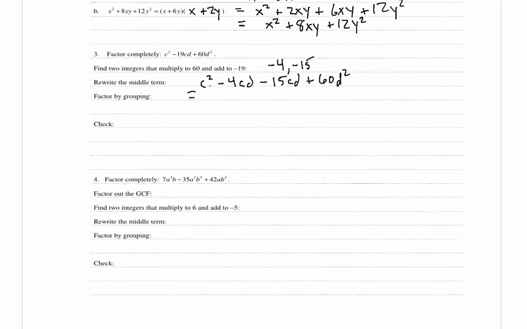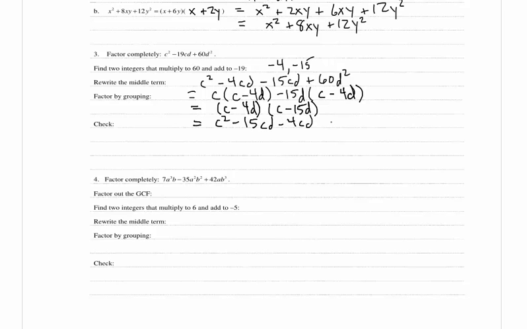And when we factor by grouping, in the first two terms we can factor out a c. So we have c times c minus 4d. And in the second two terms, I'm going to factor out a negative 15d. And when I factor out negative 15d, I'm left with c minus 4d. And now when I factor out my c minus 4d binomial, I'm left with c minus 15d. And now they want us to check. So let's multiply out our two binomials, and we have c squared minus 15cd minus 4cd plus 60d squared. Combine our center two terms, and we get c squared minus 19cd plus 60d squared.